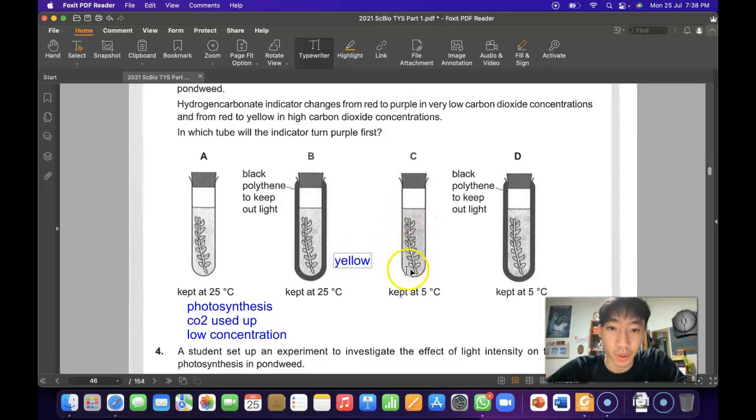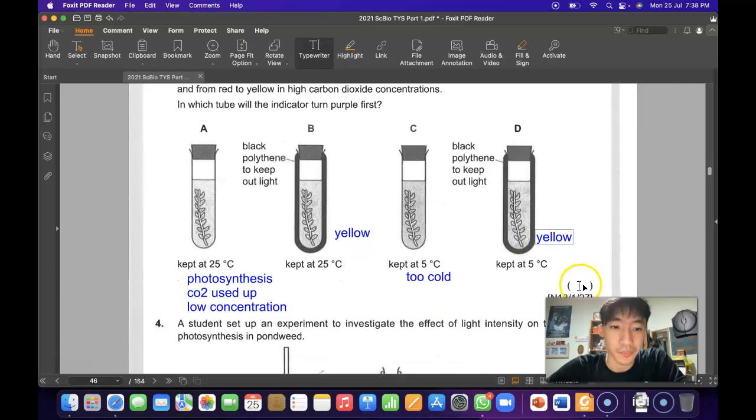Now for C, it's a bit too cold, so it's not a good temperature. So it will photosynthesize, but slowly, not as fast as A. And then D is also the same thing. It's too cold plus it is covered up. So that's it, turn yellow also. Do jot down these little notes here and there. So of course the answer will be A.